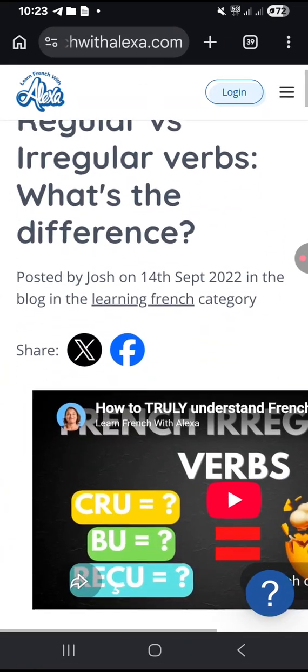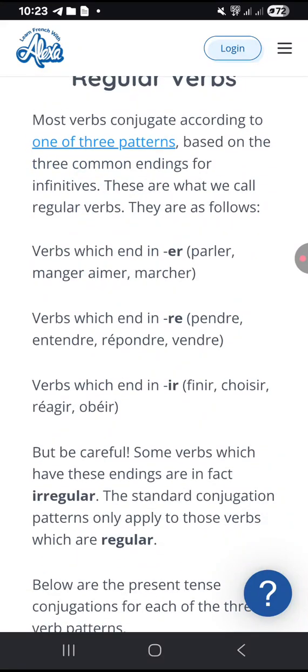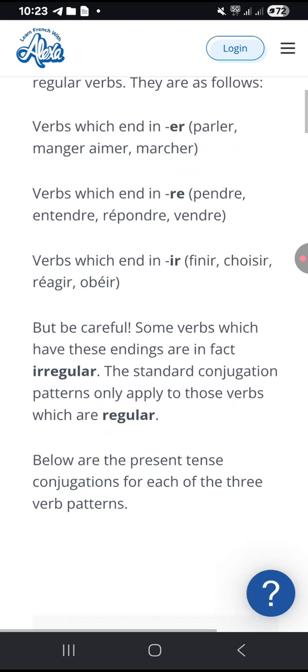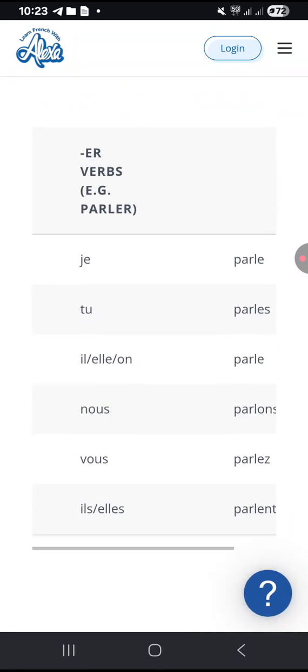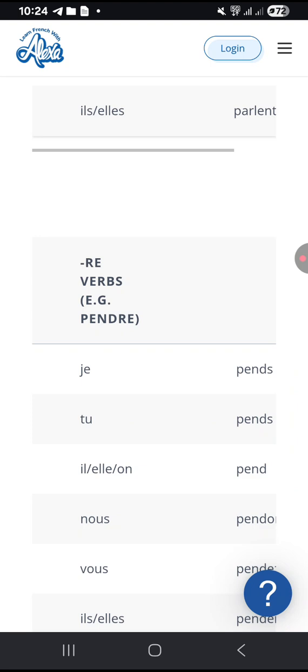Just understand that er, ir, and re verbs are in both regular and irregular verbs, but the only difference between regular and irregular has to do with the conjugation. In irregular verbs, you will have to change the conjugation, with certain rules that differ from the regular verbs. What is conjugation? Je parle, tu parles, nous parlons, this type of change in the verb. These are called conjugation.